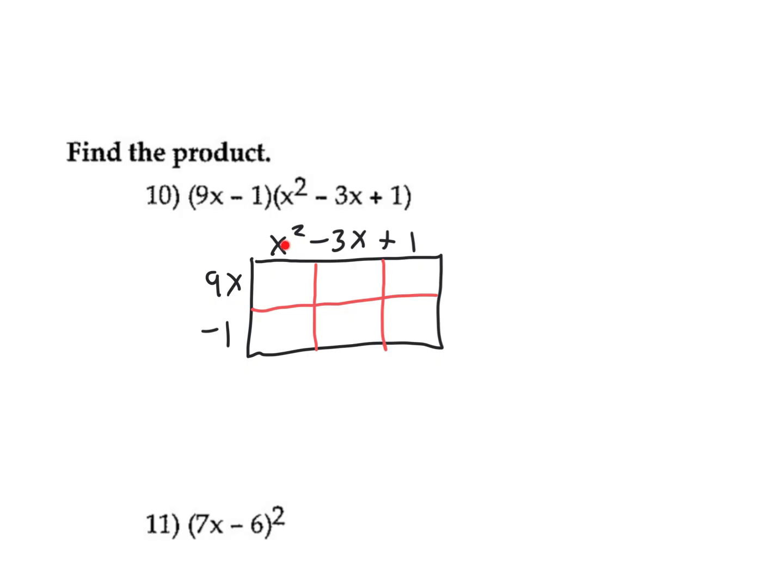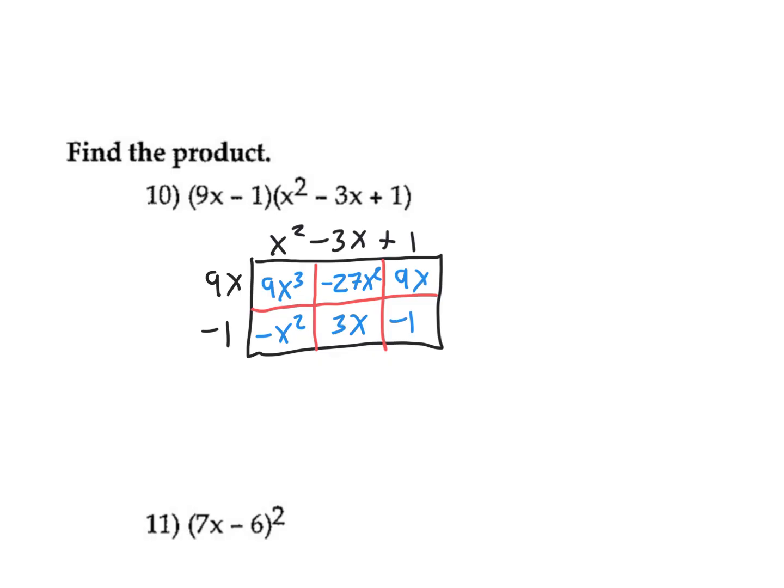And all you do is multiply the things. 9x times x squared, that is 9x cubed. For my student watching, pause the video, think about that if need be. Then we have 9x times negative 3x. Well, that's obviously negative 27x squared. Then we have 9x times 1. That's 9x. Then we have negative 1 times x squared. That's negative x squared. We have negative 1 times negative 3x. That's positive 3x. We have negative 1 times 1.